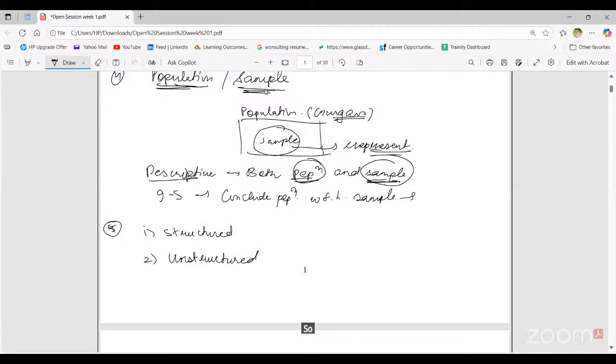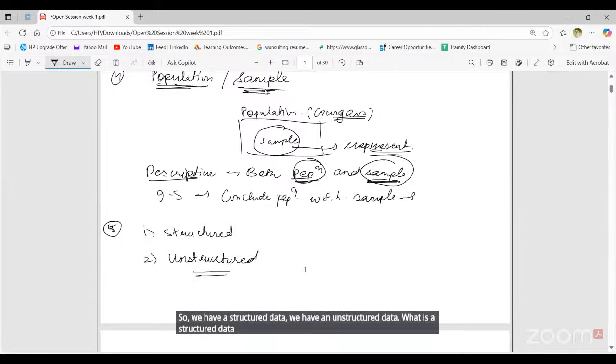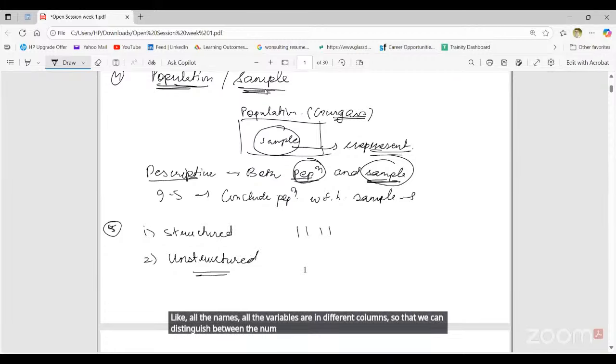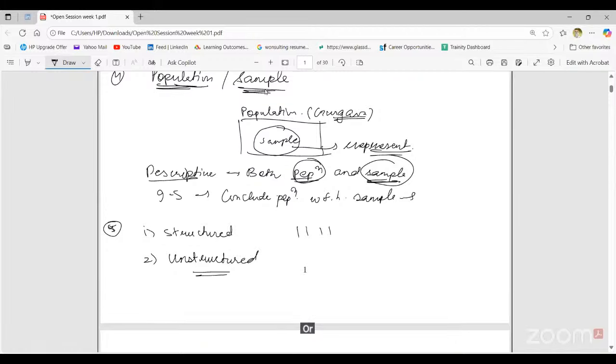So we have structured data and we have unstructured data. What is structured data? Structured data is data in a tabular form, right? All the names and variables are in different columns so that we can distinguish between the numerical and the categorical variables, the text and the numbers. So that's structured data.